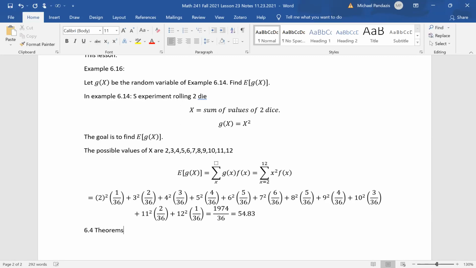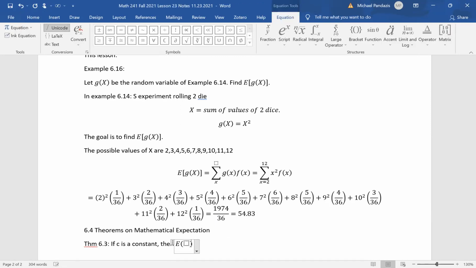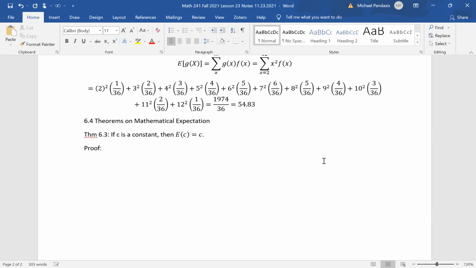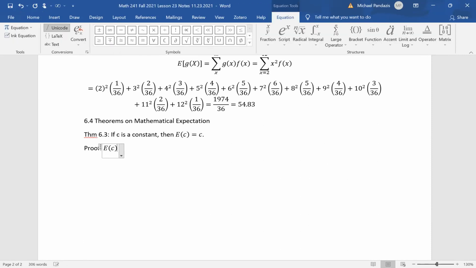So the next section is on theorems on mathematical expectation. The first theorem is theorem 6.3, which says if c is a constant, then the expected value of the constant random variable is equal to that constant c. The proof: the expected value of c is equal to the value c times the probability that capital C is equal to the value little c. Well, that's c times 1, because it's always c. So this is equal to c.